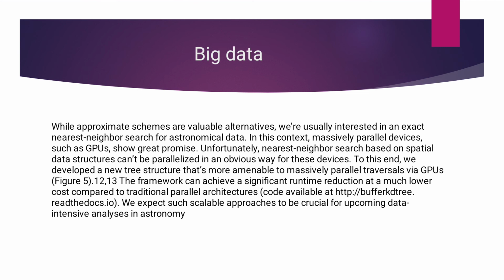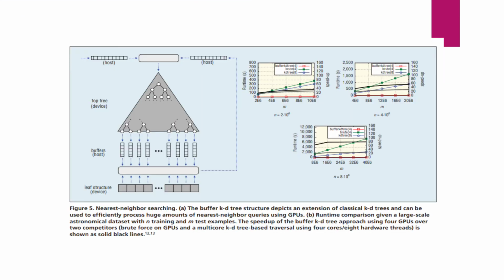To this end, we developed a new tree structure that's more amenable to a massively parallel traversal via GPUs. We can see that in figure 5. The nearest neighbor searching in figure A, a buffer k-d tree structure, depicts an extension of classical k-d trees and can be used to efficiently process huge amounts of nearest neighbor queries using GPUs.